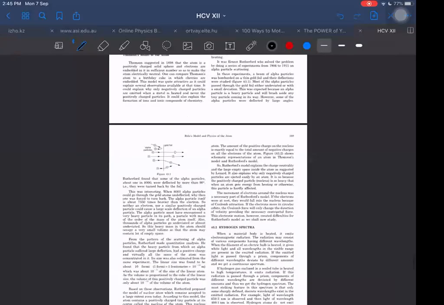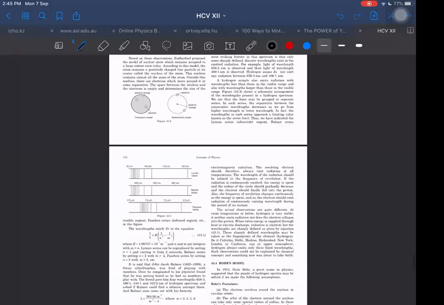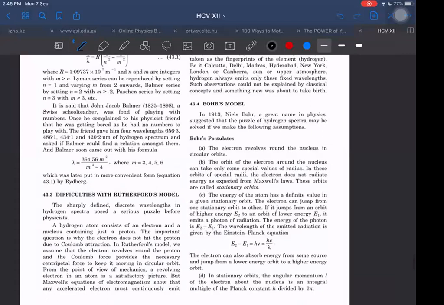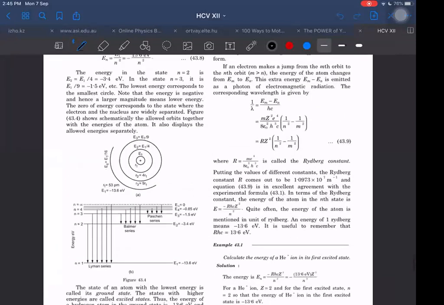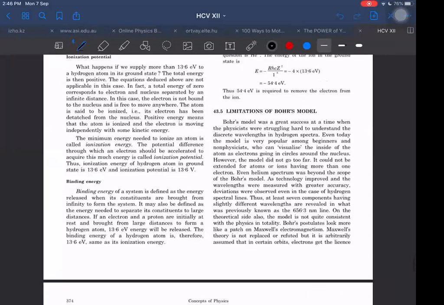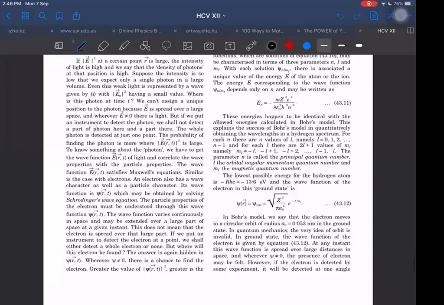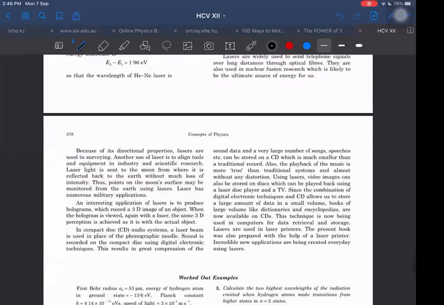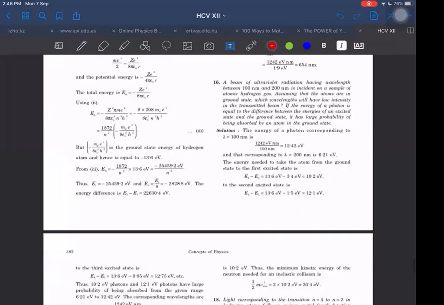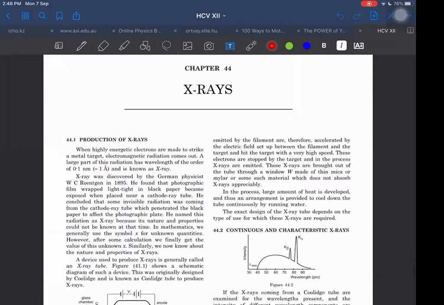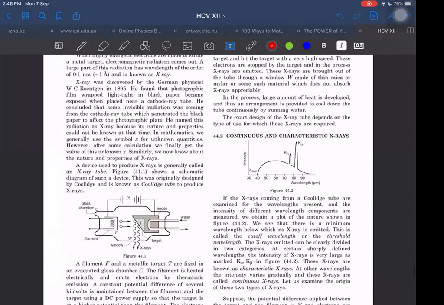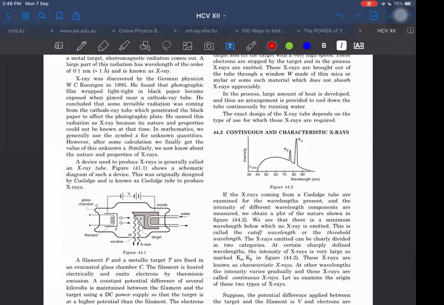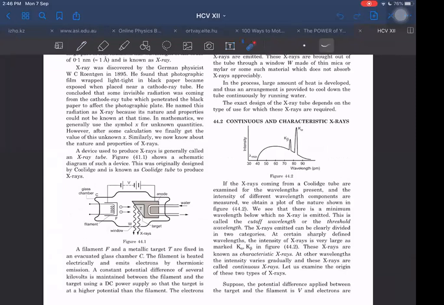Coolidge tube experiment. Where is that? X-ray, I think, is a different chapter in this. Next chapter. X-rays. Here it is. So you can read the theory from here. I will tell you the details, the important points only.